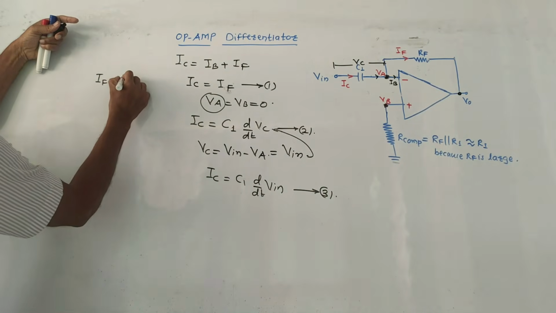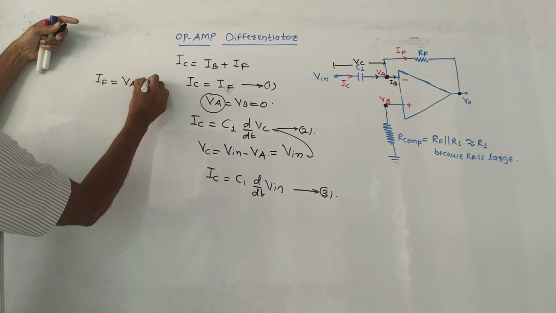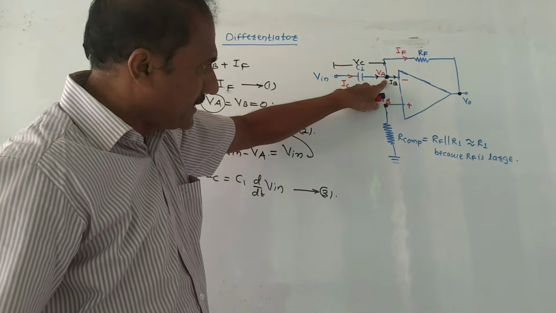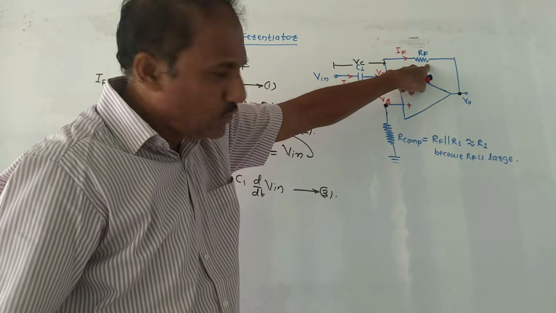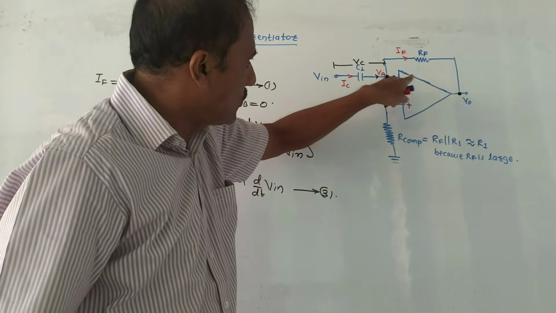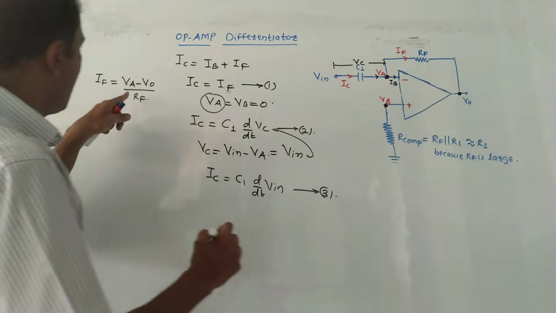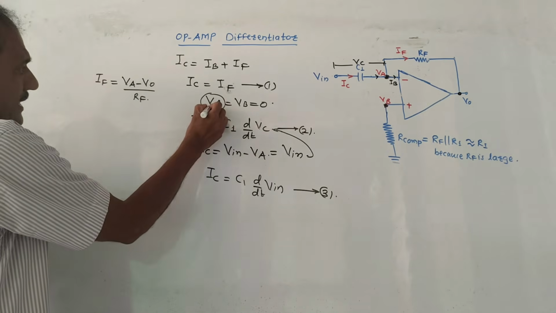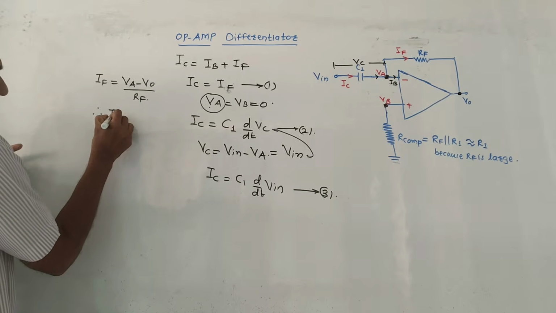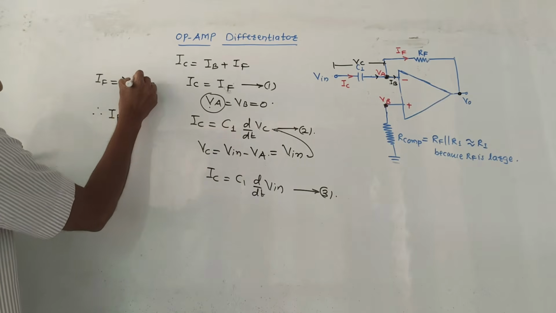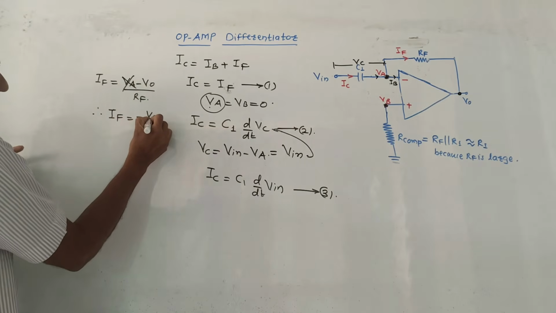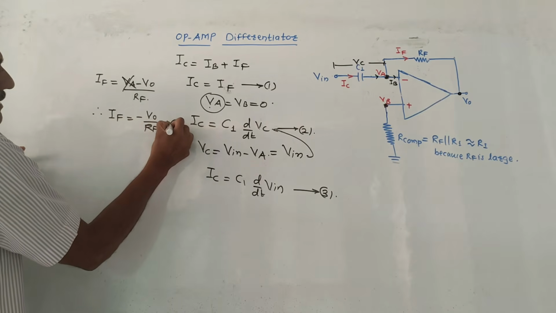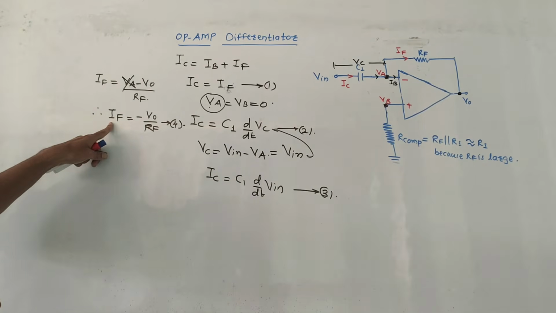So IF can be written as VA minus V0 upon RF. At this end, voltage is VA. This is current IF flowing through RF. This voltage is V0, so VA minus V0 upon RF will give me the value of current IF. But we know that VA is 0, so IF can be simply written as, since VA is 0, I will delete this term, minus V0 upon RF. Say equation number 4. This is the equation of IF.